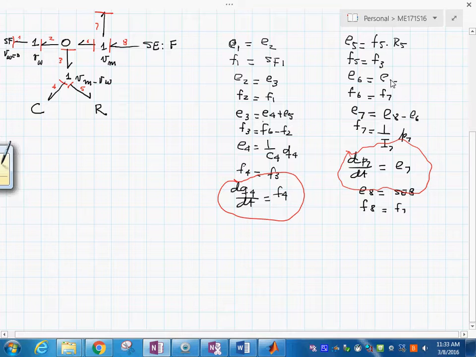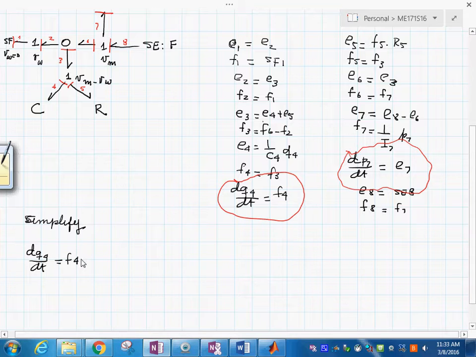And you could say dq sub 4 dt is equal to f sub 4, and then you go to the list over here. What is f sub 4? Where is it? It's f sub 3, right? And what's f sub 3? F sub 3, take a look, is f sub 6 minus f sub 2.